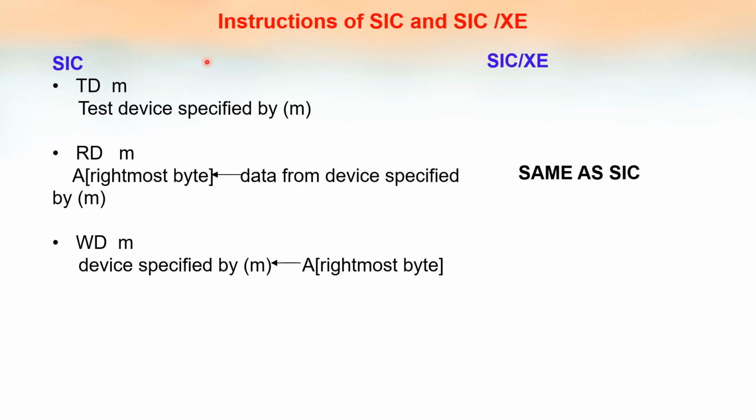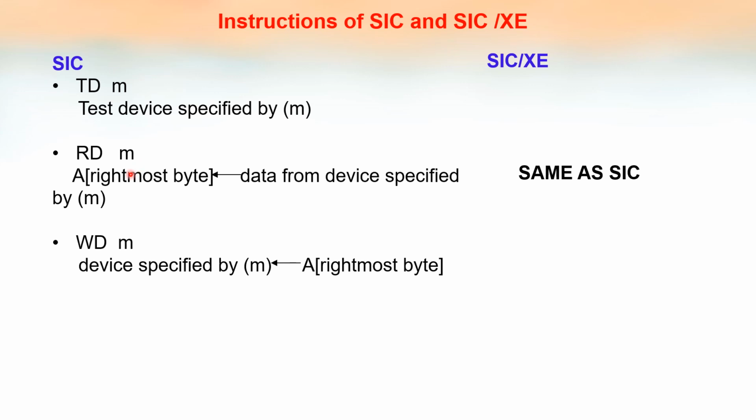Next is input output instructions. TD, test device. In this instruction, we have to check whether the input device is ready. TDM, where M is the device number. Then next is RDM, reading from the input device. Here M is the device number.